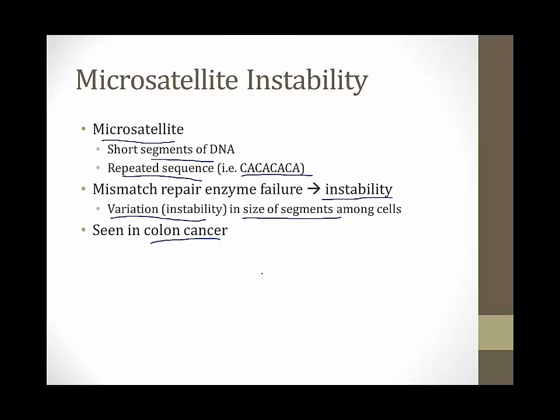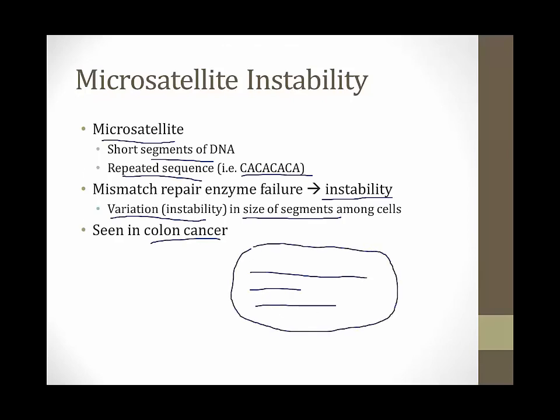So one colon cancer cell will have a long stretch of a microsatellite, another colon cancer cell will have a short stretch, and another one will have a stretch somewhere in the middle. This is called instability of these microsatellites, and one of the mechanisms by which these develop is DNA slippage in the setting of a failed mismatch repair enzyme system. And this is seen in the setting of colon cancer. And that concludes our video on DNA mutations.